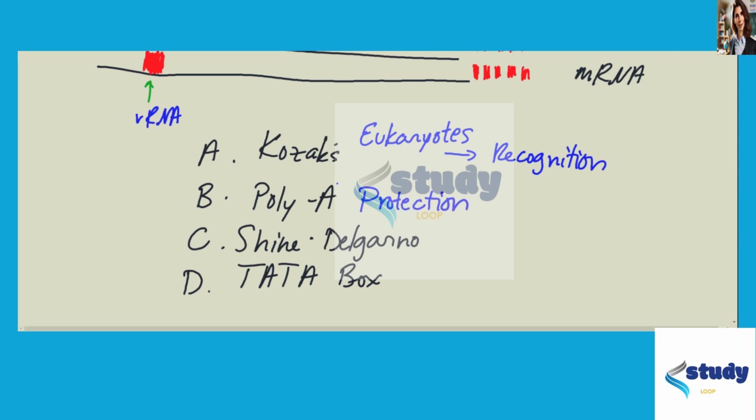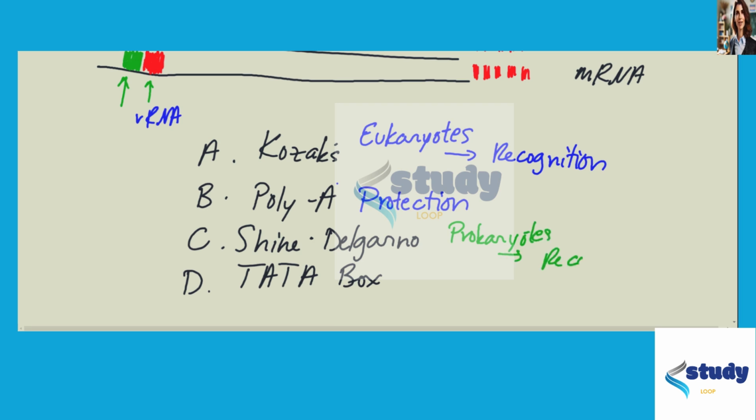Shine-Dalgarno sequence is very similar to the Kozak sequence. Its sequence nucleotides are slightly different, but again, it's going to be found right before the AUG, and it's going to help allow the ribosomal RNAs to recognize where they need to start the translation process. However, the Shine-Dalgarno sequence is only going to be in prokaryotes.